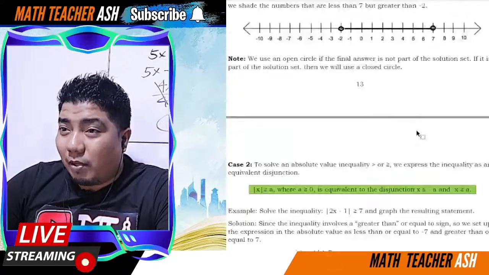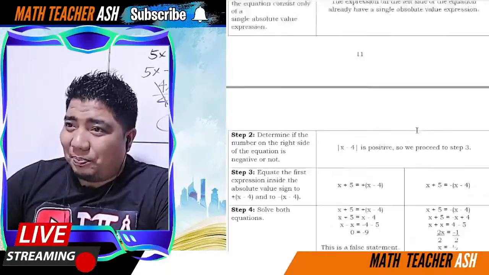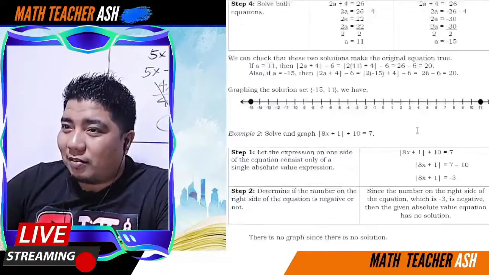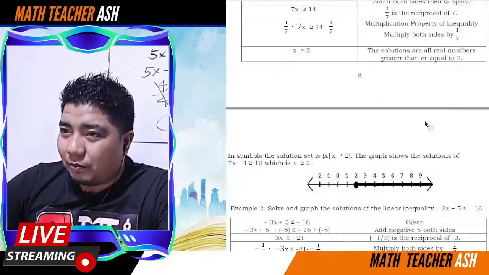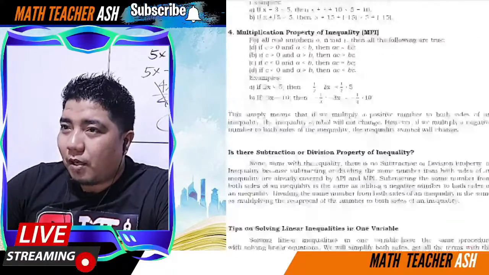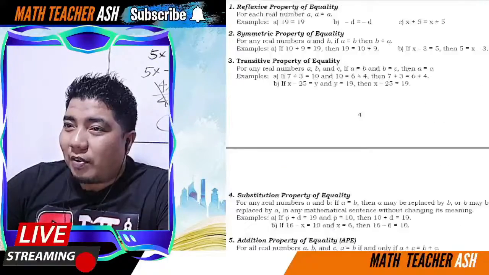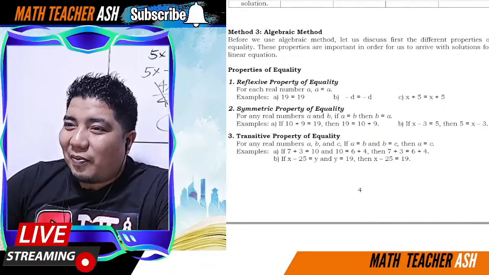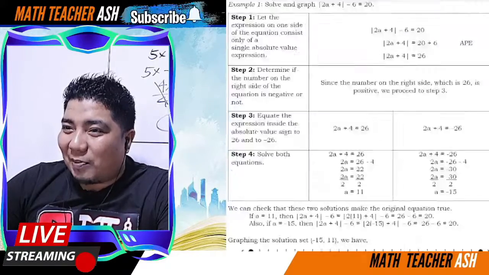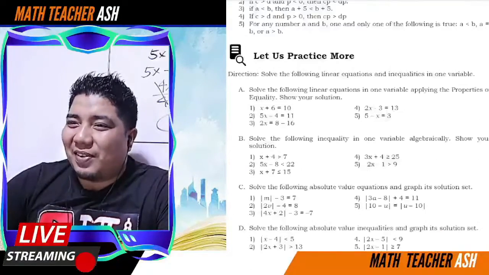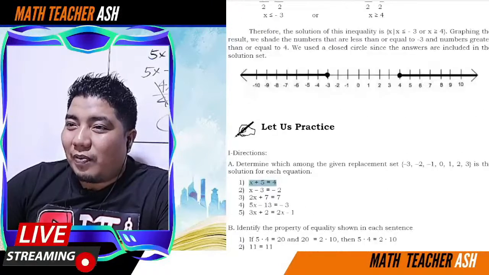Okay, 11 is equal to 11. Identity. Identity ba yun? Excuse me. Let's check. Ay, sorry. Reflexive pala. Sorry, reflexive. Wala pala identity. Reflexive. Okay. So, that is reflexive.